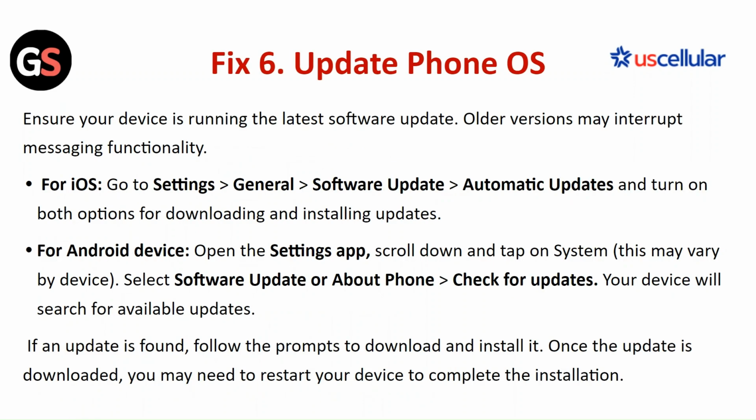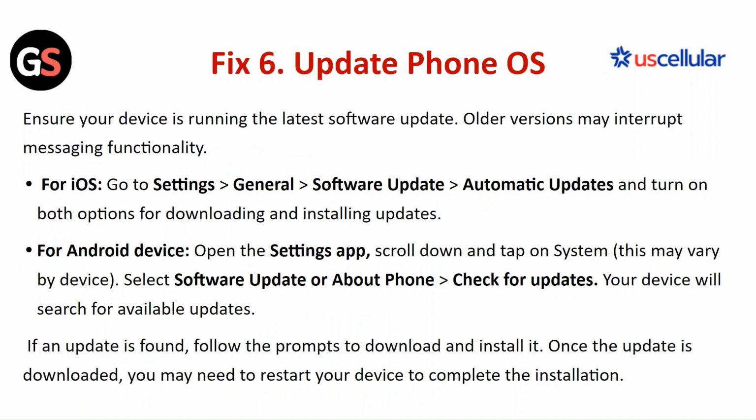Fix 6. Update the phone OS. Ensure your device is running the latest software update. Older versions may interrupt messaging functionality. For iOS, go to Settings, then General, then Software Update. Click on Automatic Updates and turn on both downloading and installing updates.